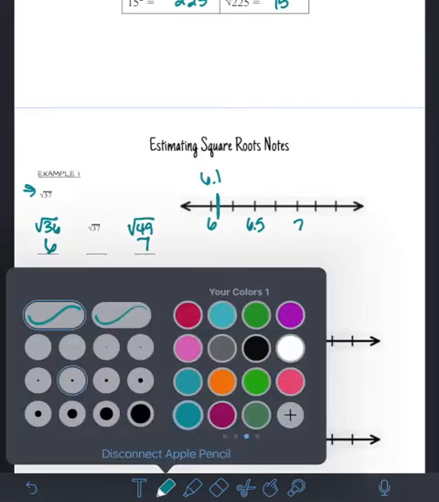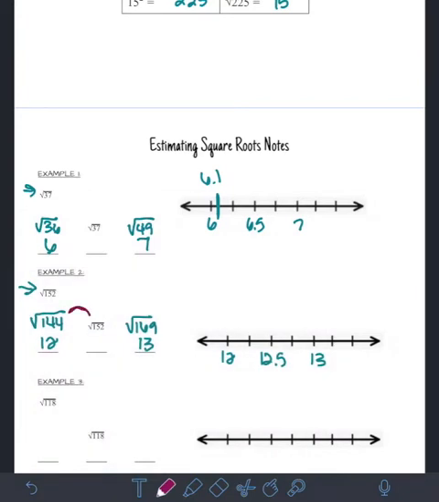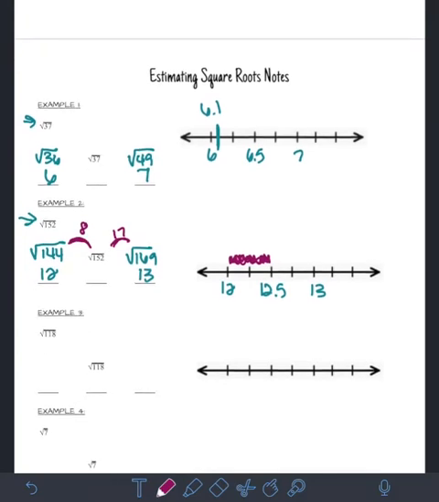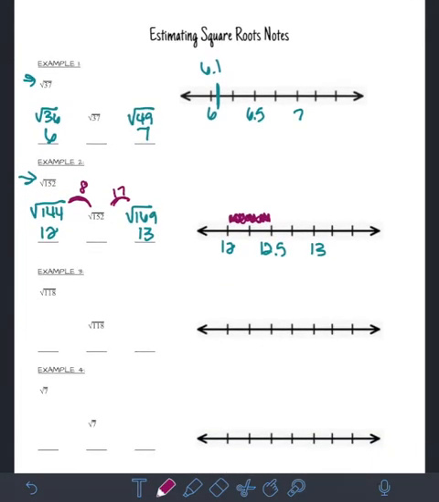If we think about the distance between these two, the distance between those two is 8. The distance between these two is 17. So it is probably closer to 12. So you may guess 12.1, you may guess 12.2, 12.3. So somewhere over here is where it is going to fall, between 12 and 12.5. Again, I'll show you how to do those in a little bit.